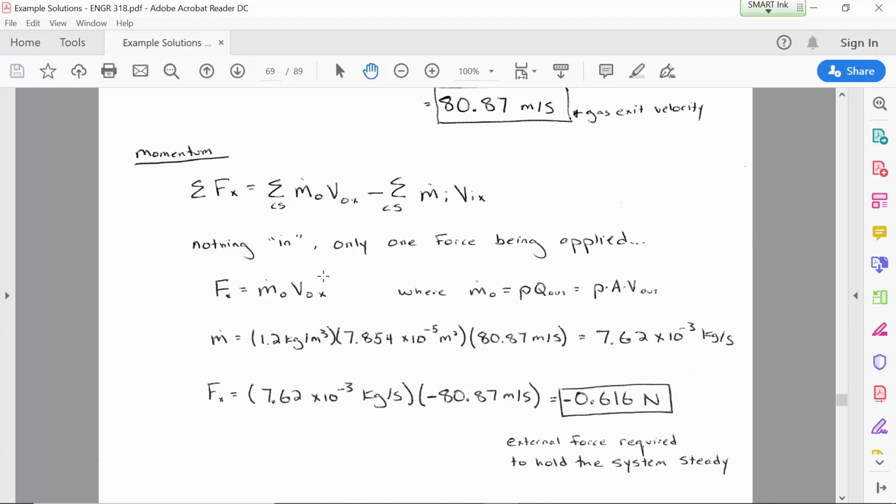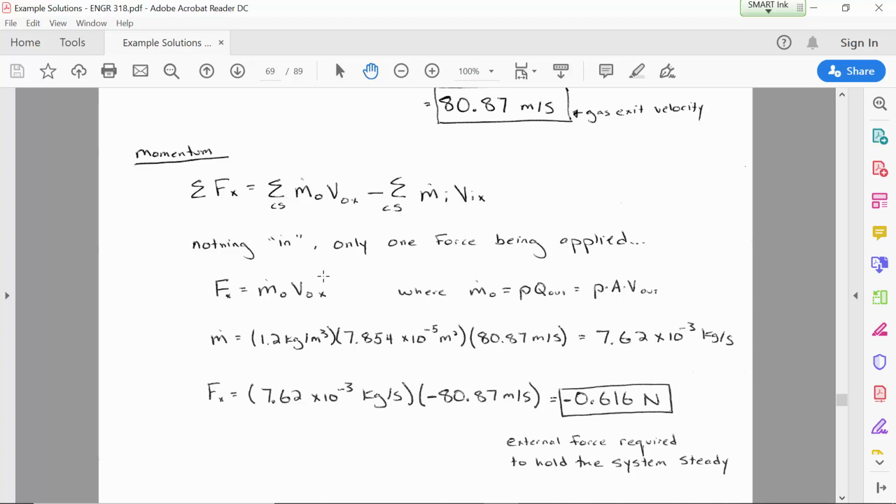So we're going to have some mass flow, and I've calculated that separately here. The mass flow rate is 7.62 times 10 to the minus third kilograms per second. There couldn't be a negative mass flow. It's just the mass flow is that, but then the velocity is to the left, which means that when I do the substitution here, I need to make sure to put that negative sign into the velocity. So if I had used this expression and I put in minus 80.87, then the force would be positive. But when I do the calculations, the force should be negative, indicating that the force applied is in the left direction.